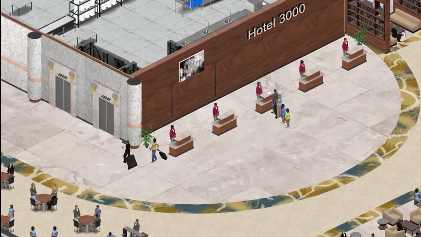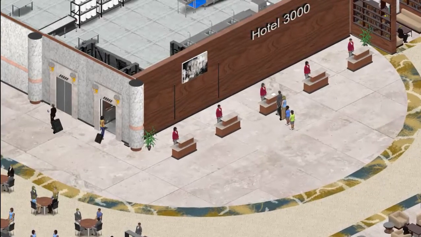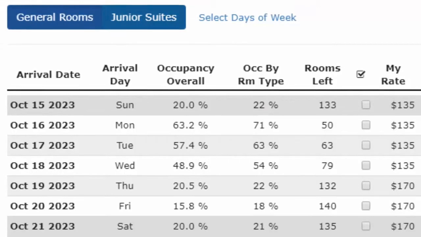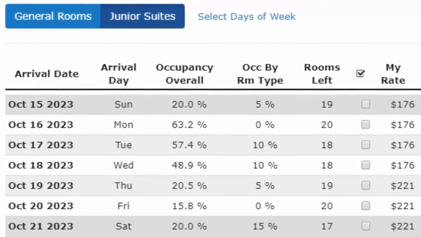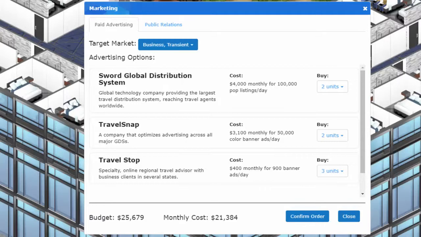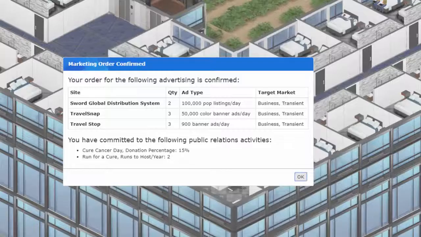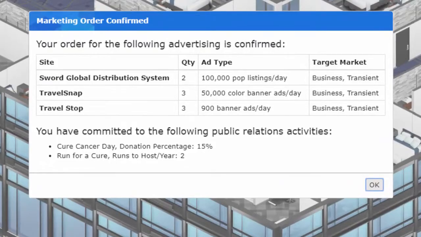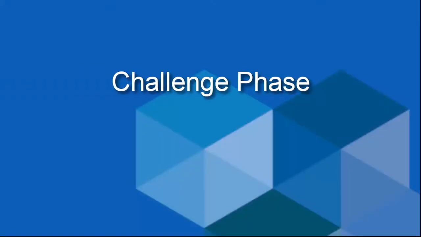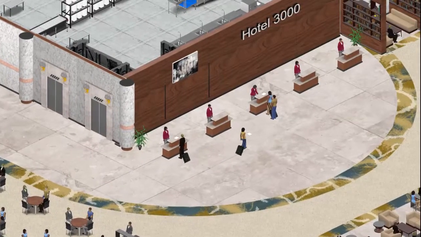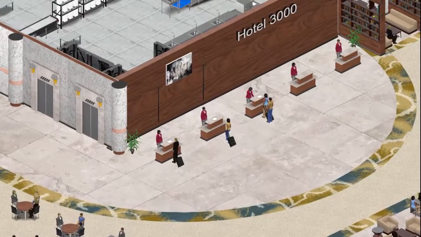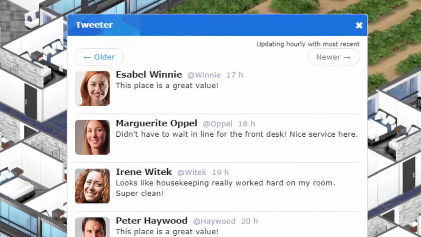Once their market research and positioning for the hotel is decided, students begin an extensive process of managing the hotel for success, including setting competitive room rates, marketing the hotel, public relations, staffing the hotel's front desk, and much, much more. In the challenge phase, students are in charge of transforming the old Grossman's Hotel into the new Hotel 3000 with a new focus and strategy.